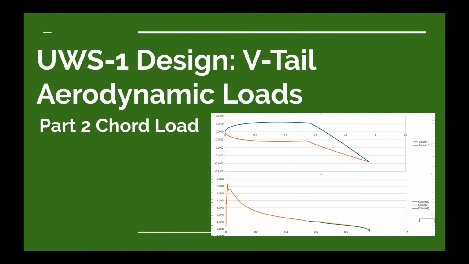We are going to be determining this chord load in the same flight condition as we did for the span load. In other words, at the maneuvering speed, V sub A, with the angle of attack on the vertical tail being 16 degrees and the rudder being deflected 25 degrees. And again, here's our airfoil with the rudder deflected 25 degrees.